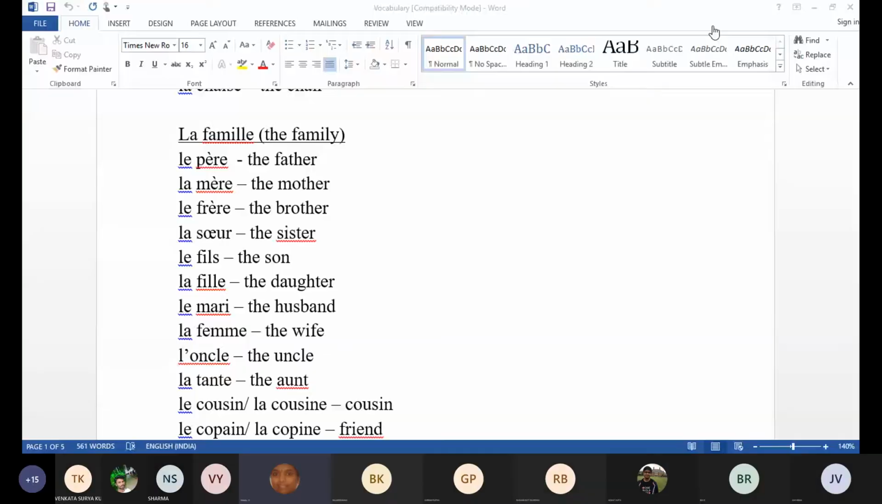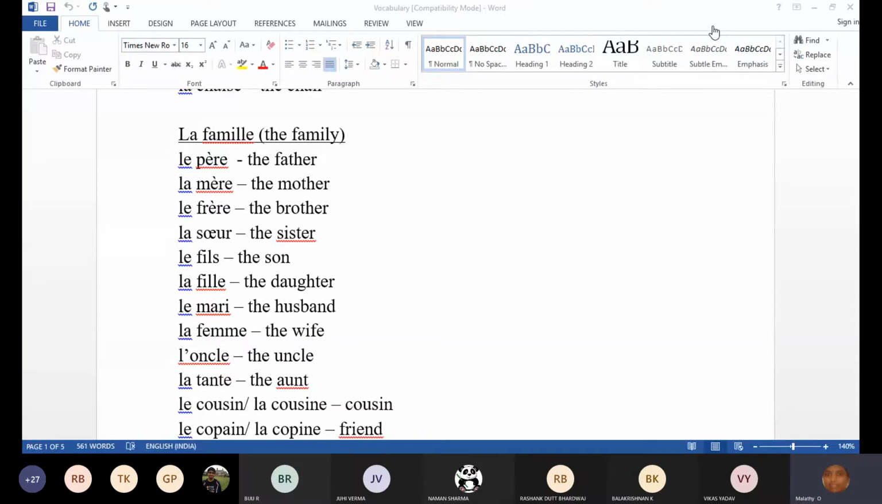Fine, so let's start today's session. Last class we learned about the list of prepositions and their usage in the sentence, and a few prepositions used with country and city according to the gender of the country, and we learned about the contracted articles which are derived from the preposition. So those were the last class portions.